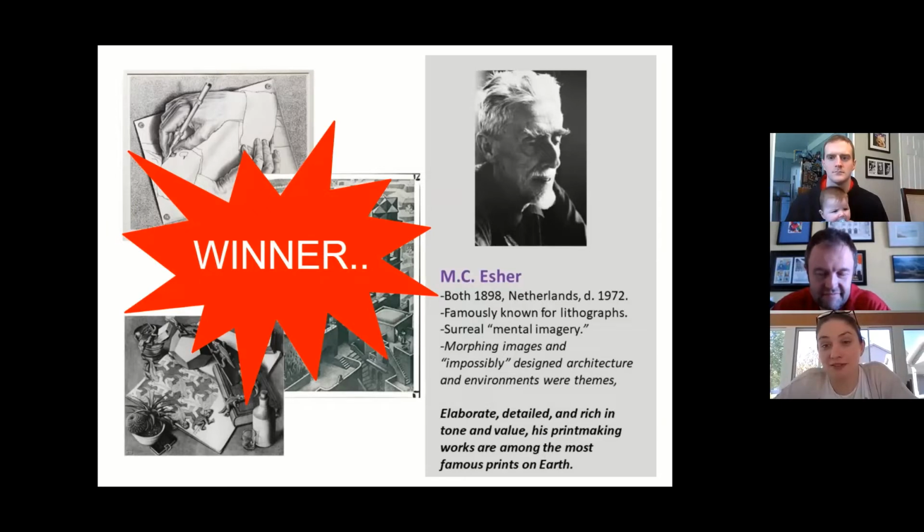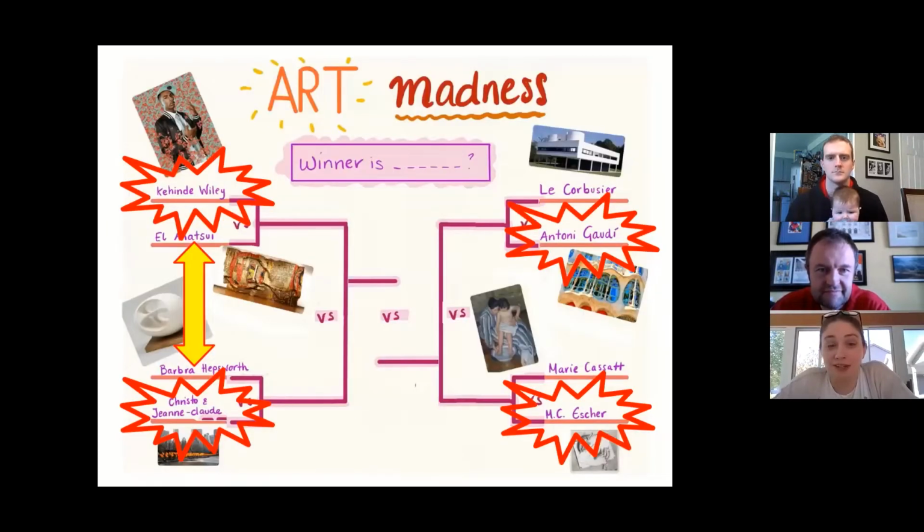he will match up against Antoni Gaudi when we do our game next week. So today we're jumping into our semifinals. In our first game, we had Kehinde Wiley versus Elena Sui, and Kehinde Wiley won. In our second game, we had Barbara Hepworth against Christo and Jeanne-Claude, and Jeanne-Claude won. Today we're just going to do a really quick recap, and then we really want to hear what Mr. Fisher has to say about these and who he's going to vote for.